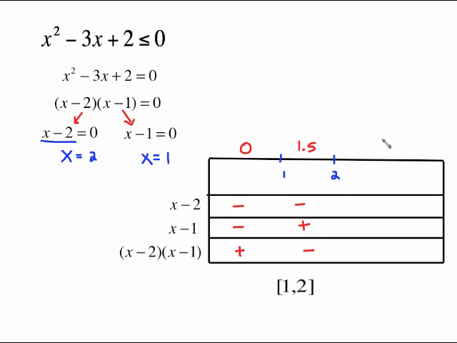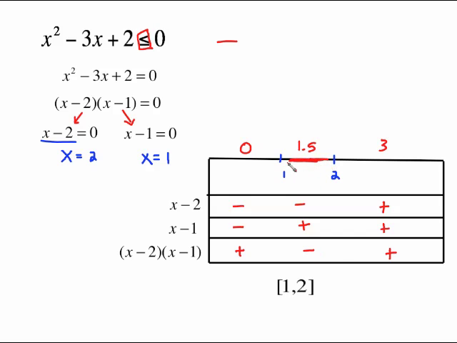Pick something to the right of 2, like 3. 3 minus 2 is 1, which is positive. 3 minus 1 is 2, which is positive. A positive times a positive is a positive. Now on this one, we are looking for less than or equal to. Less than would be our negative values. Where my bottom row has a negative is right in here.